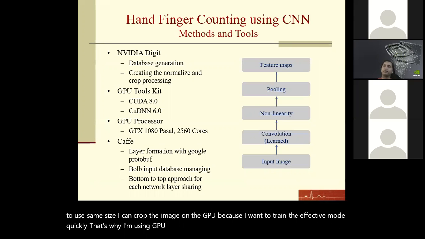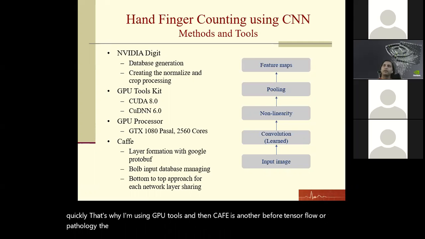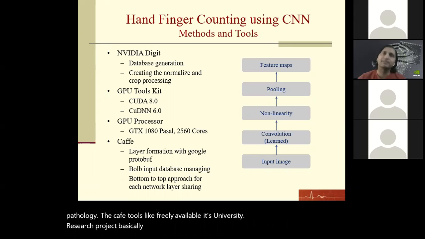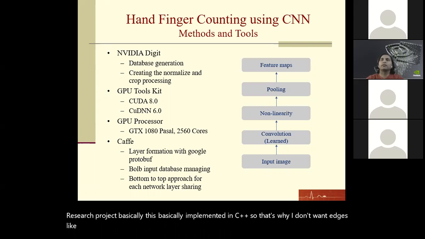Then Caffe is another framework, from before TensorFlow or PyTorch. The Caffe tool is freely available. It's a university research project, basically implemented in C++. The advantage is that we can go back and see how they implemented the weights and bias calculation. If something is going wrong, we can go into their code and modify it.